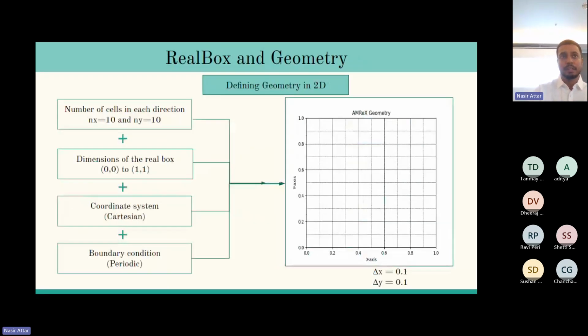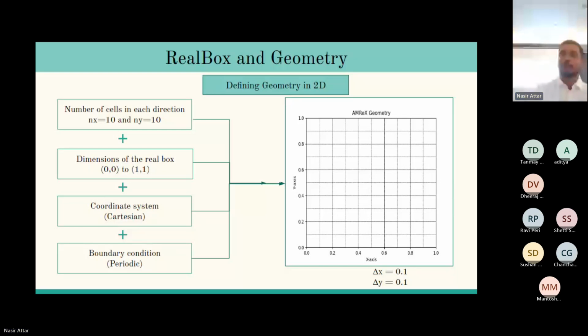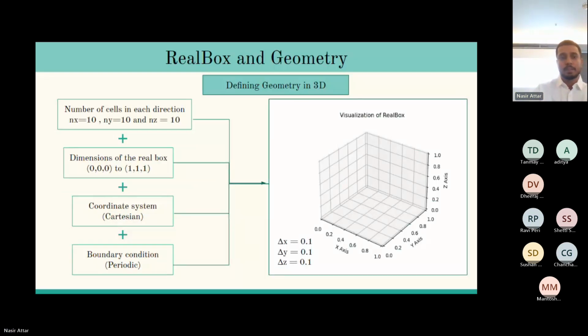Next we can see how we can define a geometry. Here in the example the mesh size is 10x10, and the dimension of the real box is 0 to 1 in both directions. And we are using a Cartesian coordinate system, and the boundary condition is periodic. So this will result in a delta x and delta y value of 0.1 in both the directions. We can also define geometry in 3D, which is very similar to defining geometry in two dimensions.